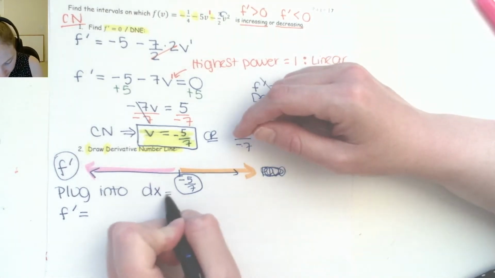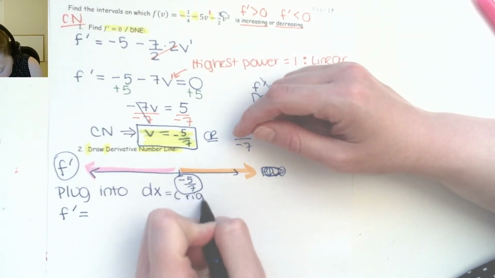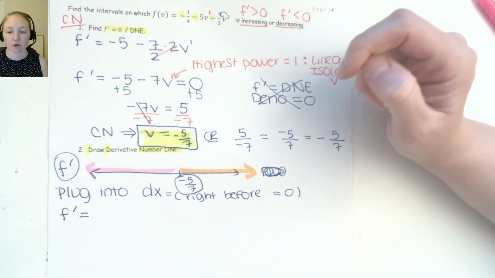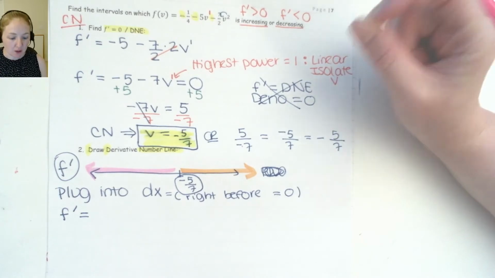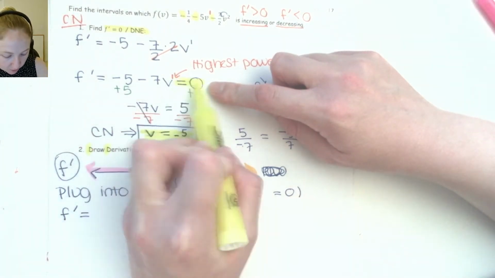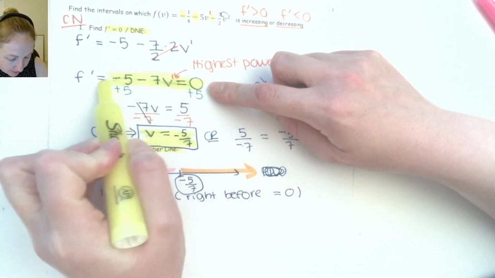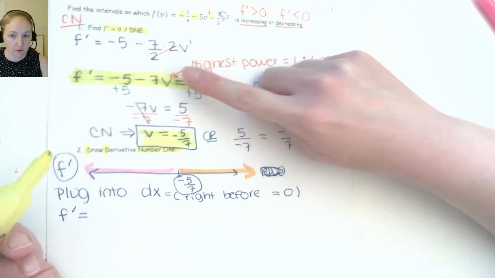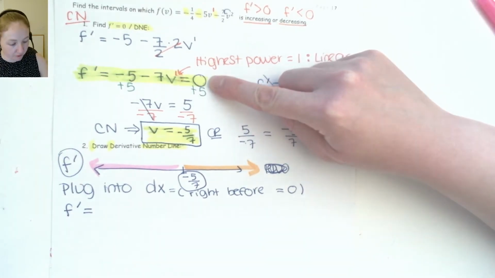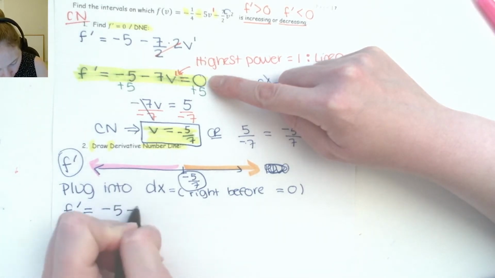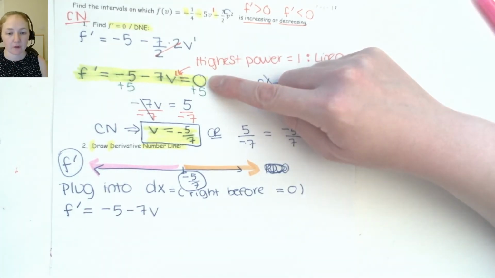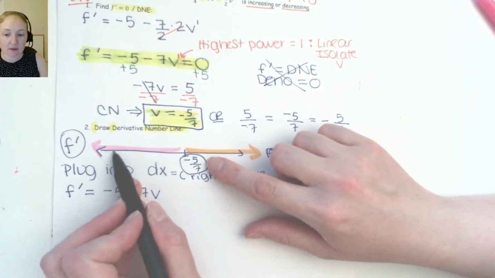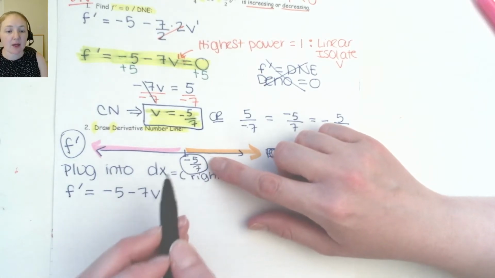You're plugging in to that derivative that was right before you set it equal to 0, or right as you were setting it equal to 0. So you'll notice here where I set it equal to 0, that is my derivative definition that I want to go back to. Okay, so right where I was setting it equal to 0, that's where I'm going to plug in. All right, and again, I'm going to just pick any number that I want that is to the left of -5/7.